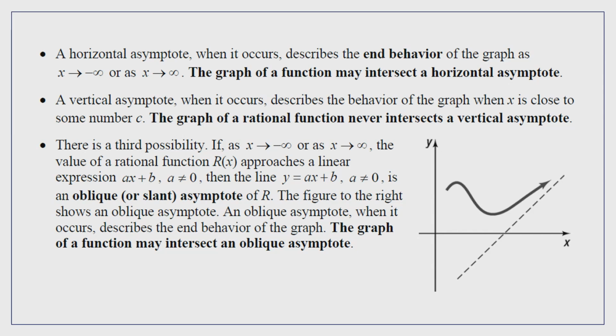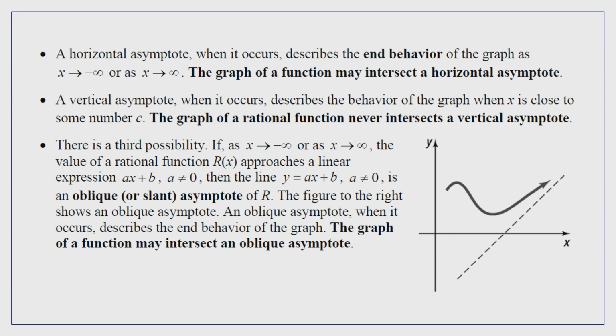So the figure here to the right shows an oblique, it's hard for me to say that word, oblique or slant asymptote. And an oblique or slant asymptote, when it occurs, describes the end behavior of the graph as well. So the graph of a function can intersect an oblique asymptote. So between the three, the vertical asymptote is the only asymptote where the graph never intersects that line, whereas with a horizontal or slant oblique asymptote, your graph could still intersect.